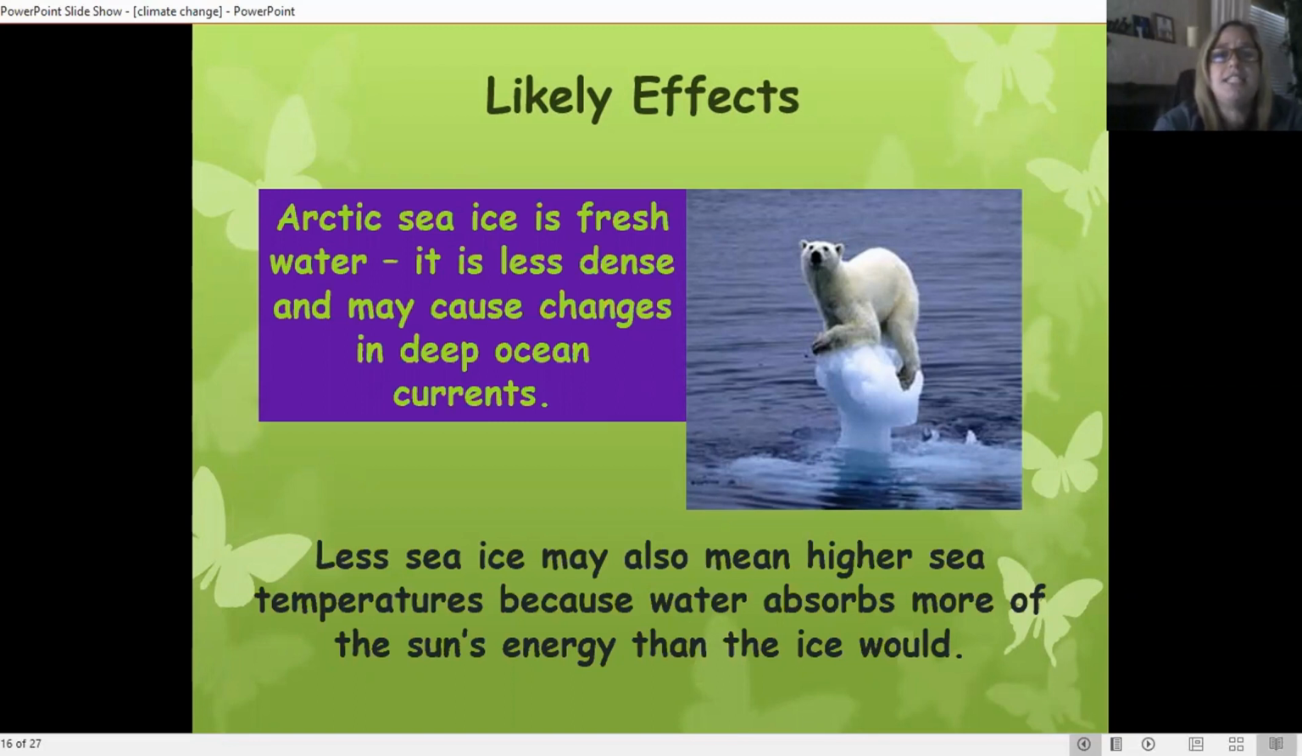So Arctic sea ice is fresh water. It is less dense and may cause changes in deep ocean currents. Less sea ice may also mean higher sea temperatures because seawater absorbs more of the sun's energy than the ice would.